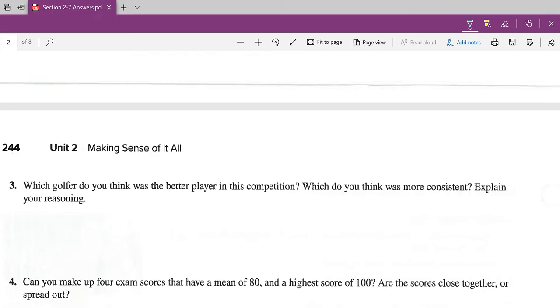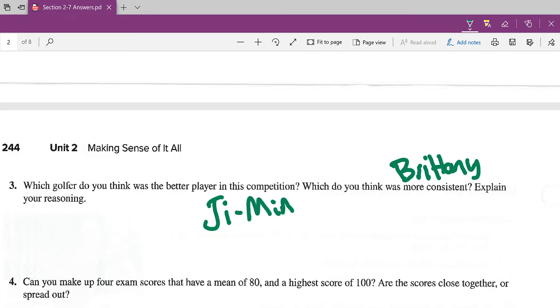So for more consistent, we're definitely looking at Brittany. Best score would be Jimin. So to answer this question, we'd say it would depend on what you're looking for. If you're looking for the best average score, it's Jimin. If you're looking for the most consistency, it's Brittany.